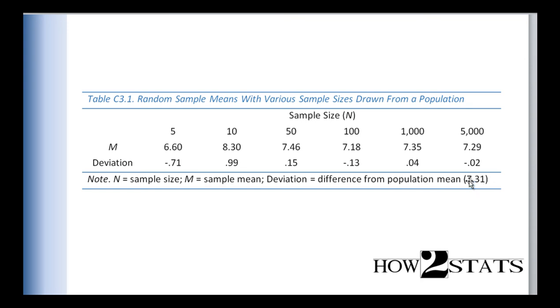The purpose of this table was to show you that you can calculate randomly sampled data from a population in a computer program. As the sample size gets larger, there's a tendency for the deviation between the sample mean and the population mean to get smaller, smaller, smaller, although it's not perfectly consistent across sample sizes.